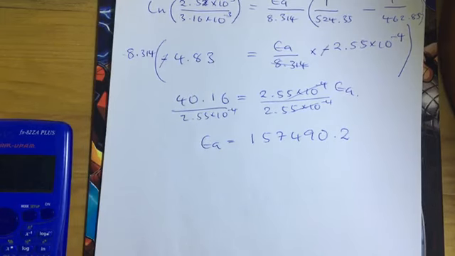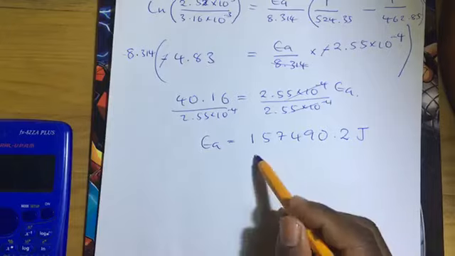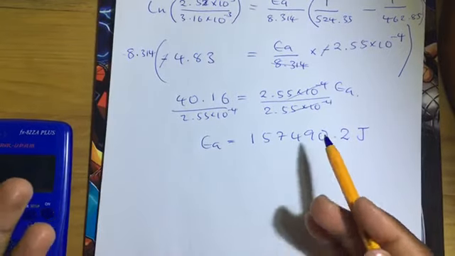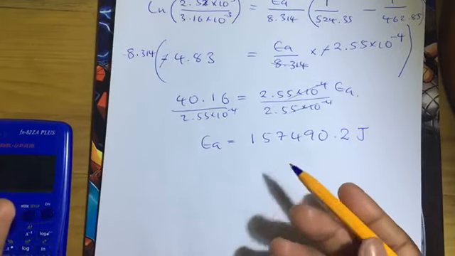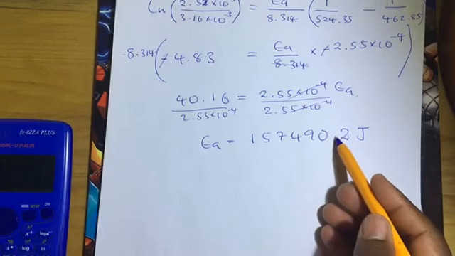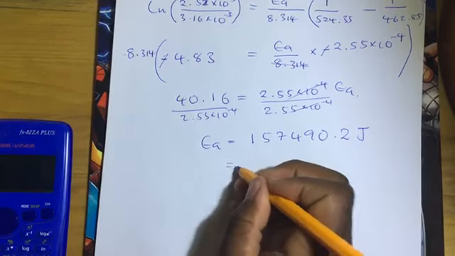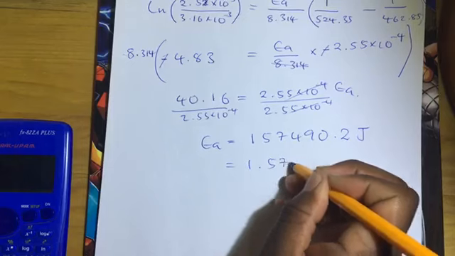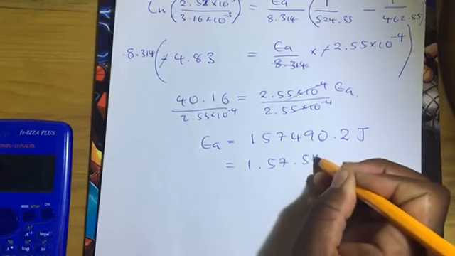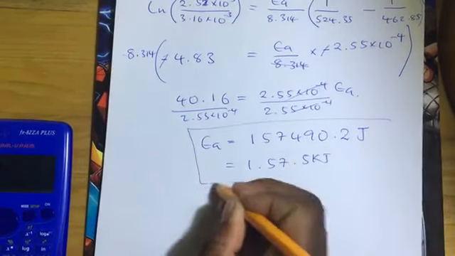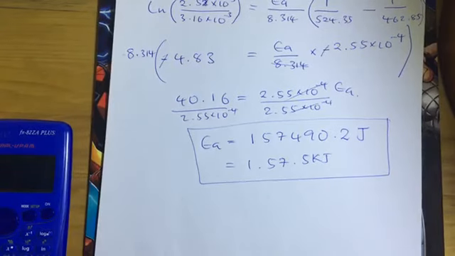Okay, joules. Good, joules. And obviously, if you express this in kilojoules, it's going to be a smaller number. If you express it in kilojoules, the decimal point is going to move 3 places. So this is as good as 157.5 kilojoules. This is the same. I hope it makes sense.